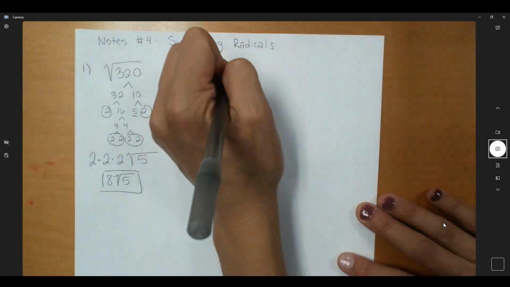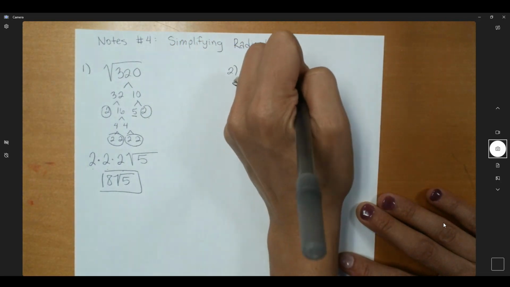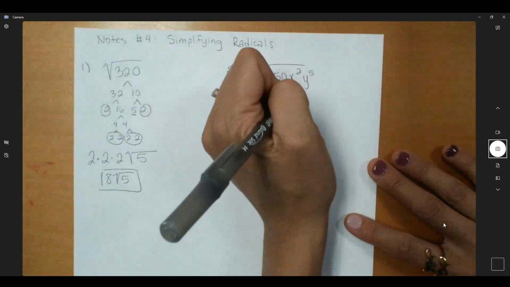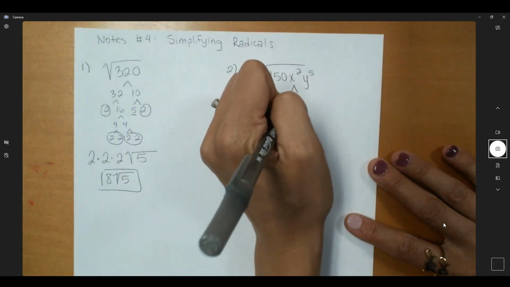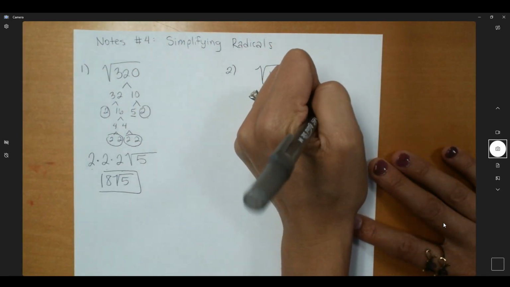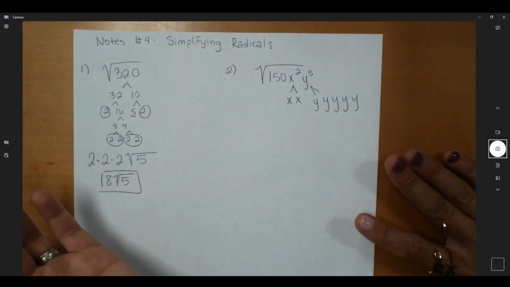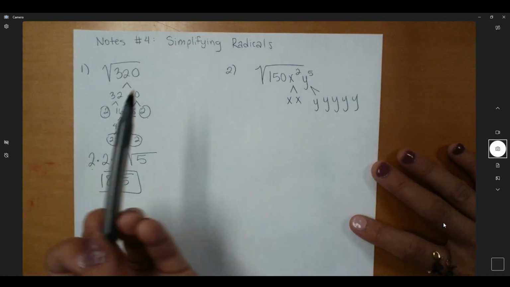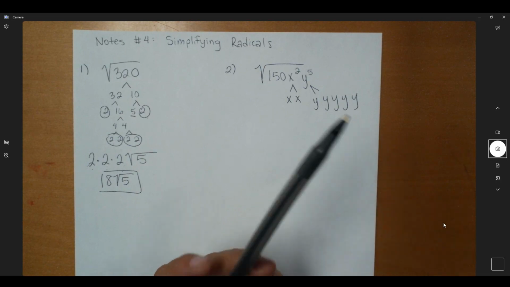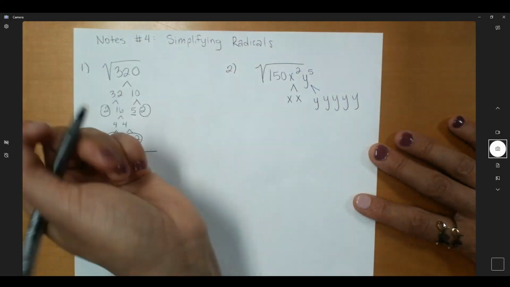Okay, so more advanced would be introducing letters as well. With the letters, you're looking for pairs as well, and you don't have to do it like this, but when you're looking at x squared, that's x times x. When you're looking at y to the 5th, that's y times y times y times y times y. But once the number gets really big, like say it's y to the 100, you don't want to write out 100 y's. So you just divide it by 2, and then that's how many you would take out. If there's any leftovers, you would leave that in. So let me do 150, and then we'll circle all of our pairs.